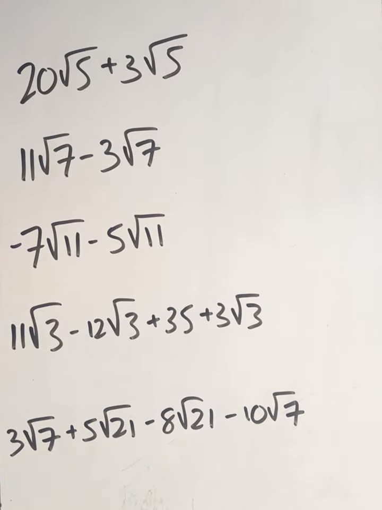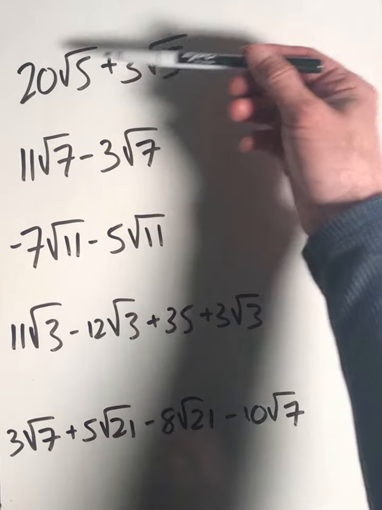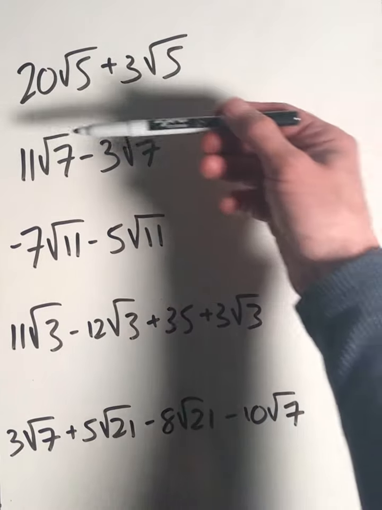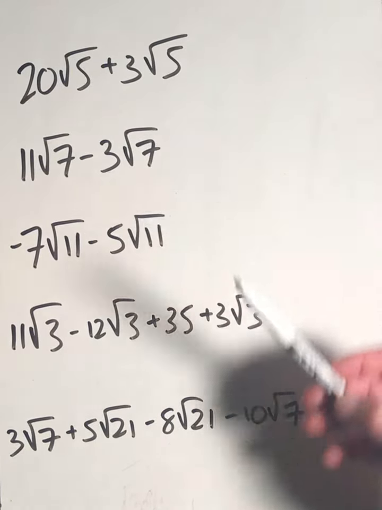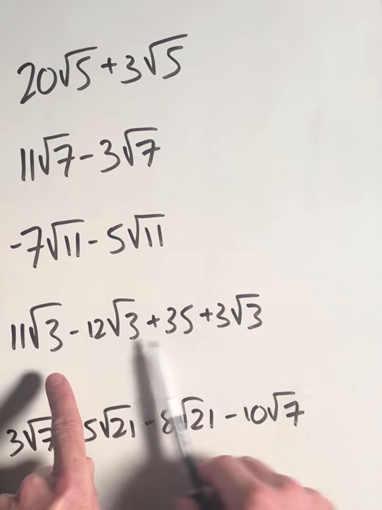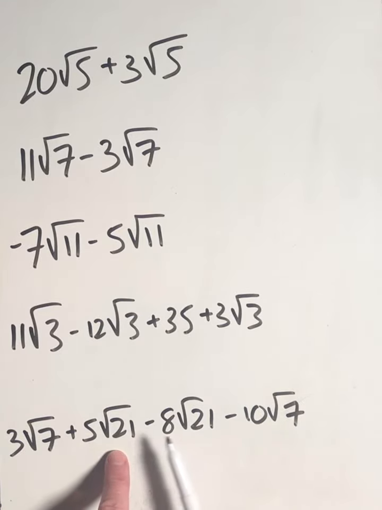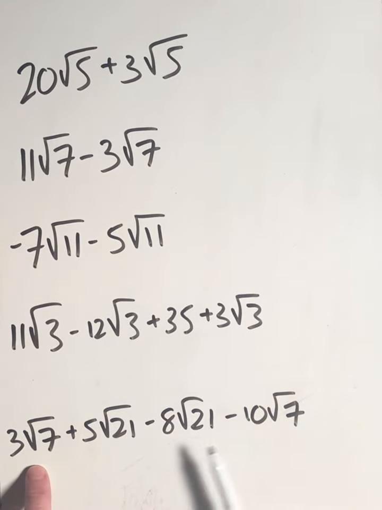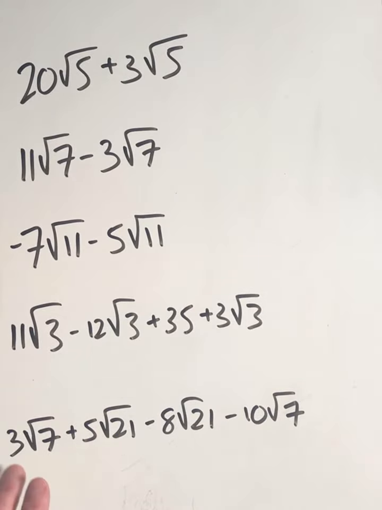When adding and subtracting radicals, it's important to look for like radicals. These radicals are both multiples of radical 5, so they can be combined. These are both multiples of radical 7, radical 11. This group has some that are multiples of radical 3, so those can be combined with one another. And this group has some that are multiples of radical 21 and some that are multiples of radical 7, so those individuals can be grouped. So you're looking for like radicals.